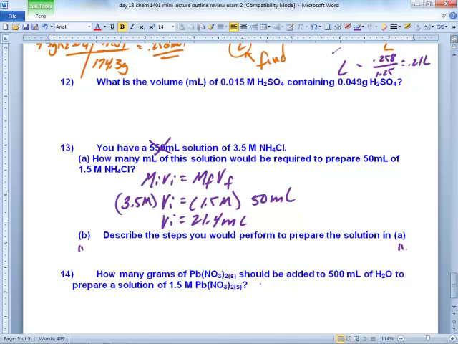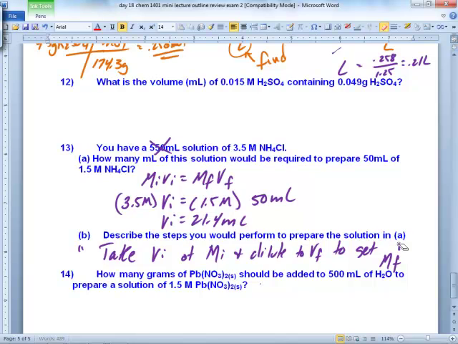Did you catch all that? I would just write this and then erase stuff. Take VI of MI and dilute to VF to get MF. All right? Now that's not going to work. You're going to get points taken off. You have to erase VI, put in the numbers, erase M, right? It'll work. Okay.